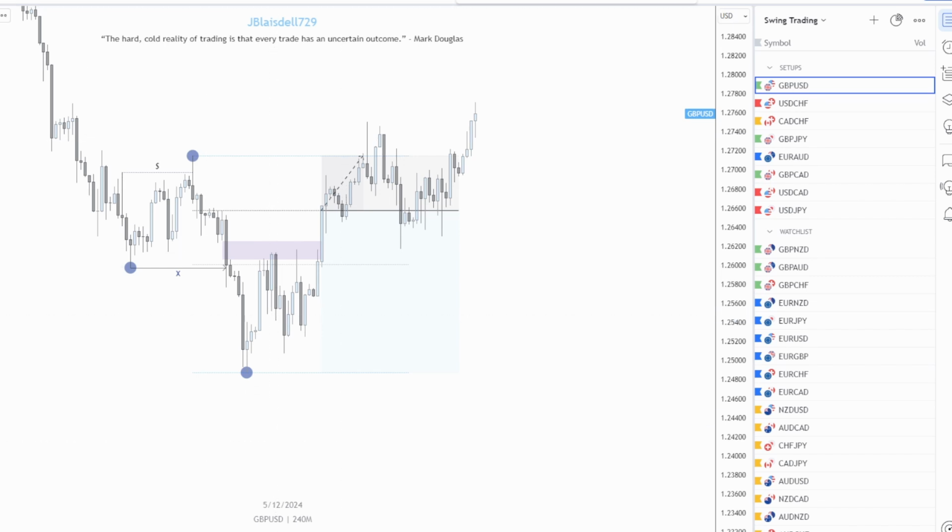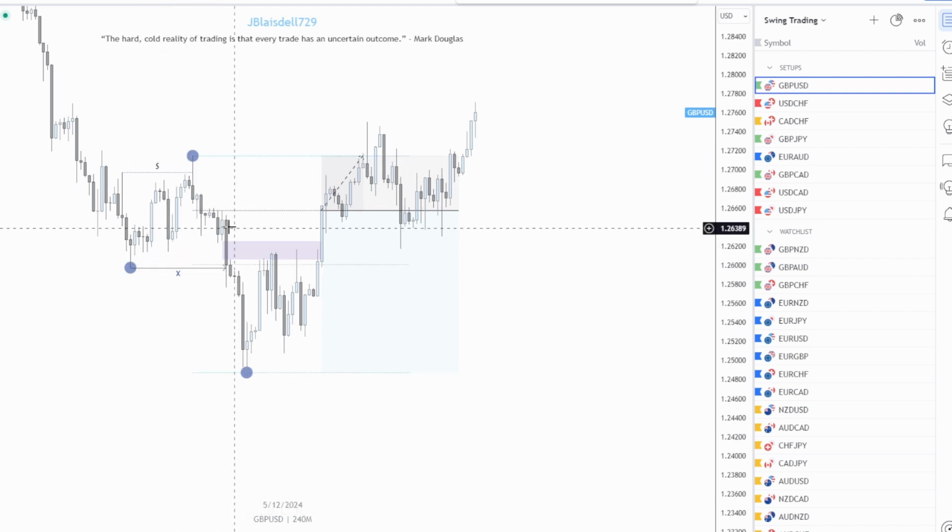This is going to be pound US dollar, as always on the 4-hour time frame here. First thing I noticed was this very clear liquidity sweep. We grabbed the high with an impulsive wick, and then we broke structure to the downside, creating this range shown by the highlighted dots here.